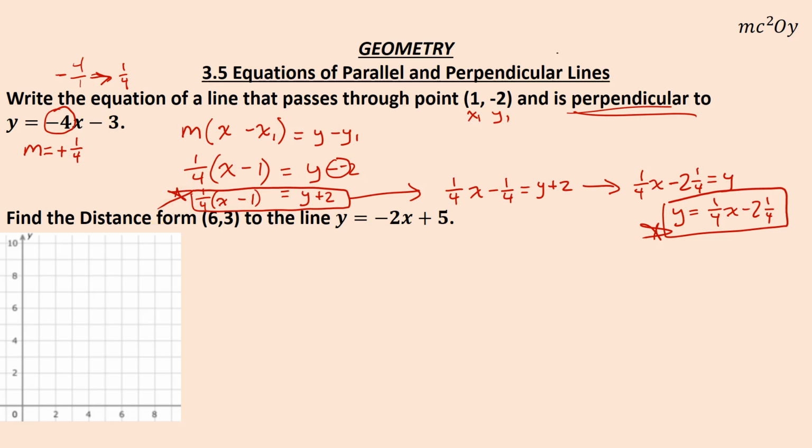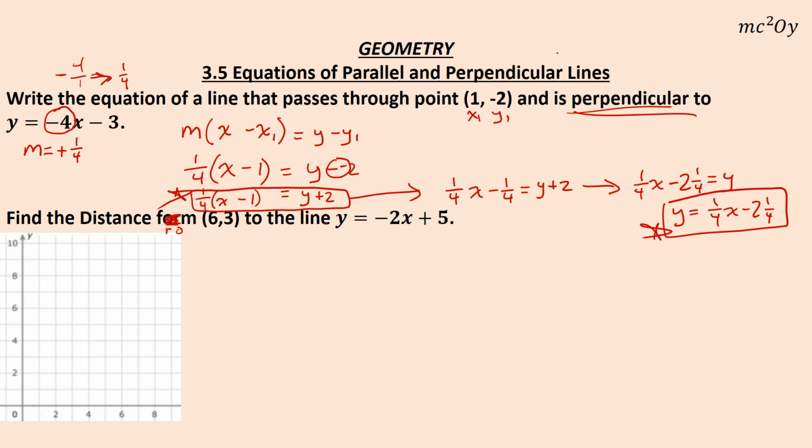All right. No, find the distance from, not form, that's supposed to read from. Fix that on your notes there. From, okay? Find the distance from (6, 3) to the line y = -2x + 5.